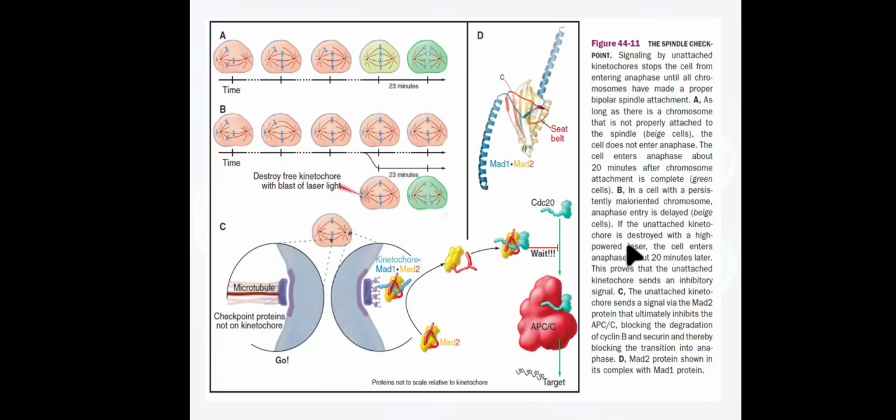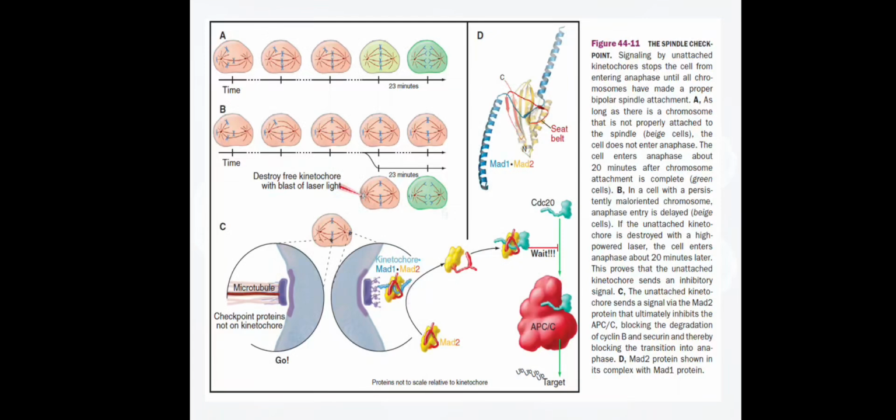If the unattached, free kinetochore is destroyed with a high powered laser, the cell enters anaphase about 20 minutes later. This proves that the unattached kinetochore sends an inhibitory signal. The unattached kinetochore sends a signal via MAD2, a protein that ultimately inhibits the APC/C, blocking the degradation of cyclin B and securin, and thereby blocking the transition into anaphase. Here the MAD2 protein is shown in its complex with MAD1.